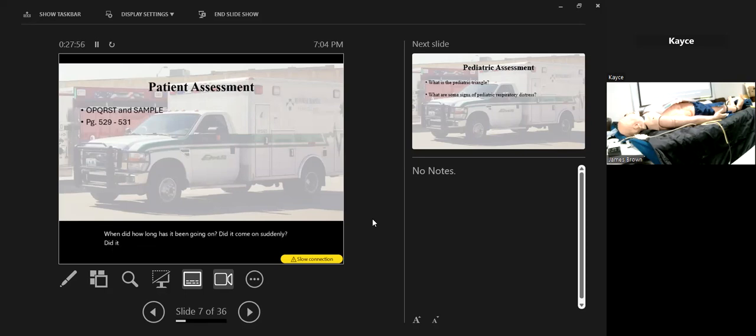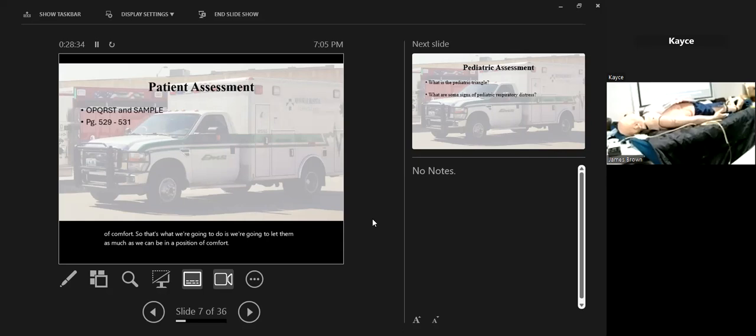That type of stuff. How about the P, provocation? Is there anything that makes it worse or makes it better? So if you come in there and they're in tripod position, what are we wondering? Is that a better position for them? Greg talked about that a lot. It's getting them into the position of comfort, so we're going to let them, as much as we can, be in a position of comfort.